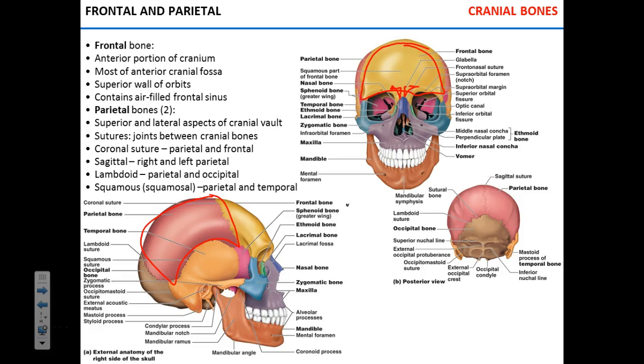So this suture is called coronal. It kind of makes sense because it loosely lies in the coronal plane. Does that make sense? Sagittal suture, which you can see right here. Okay. Sagittal suture is here.